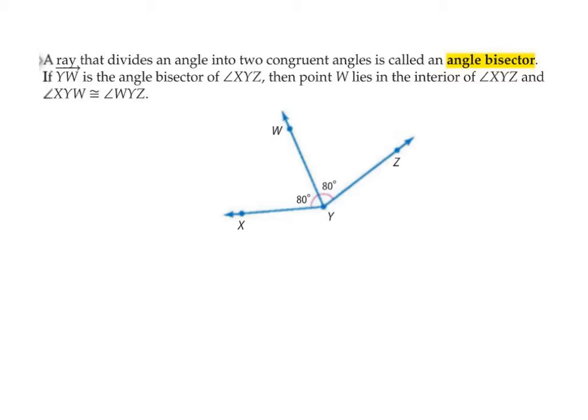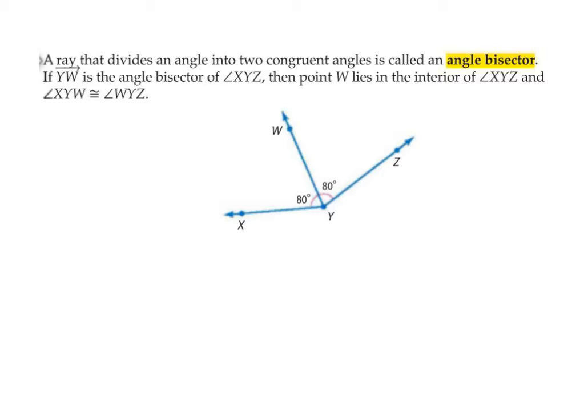Now we have this idea of angle bisector. And an angle bisector basically just cuts an angle in half. And when you cut something in half, you have the same on both sides. If you cut a pizza in half, then you have two equal parts. So my angle bisector would have a ray that divides an angle into two congruent angles. And again, congruent means the same.